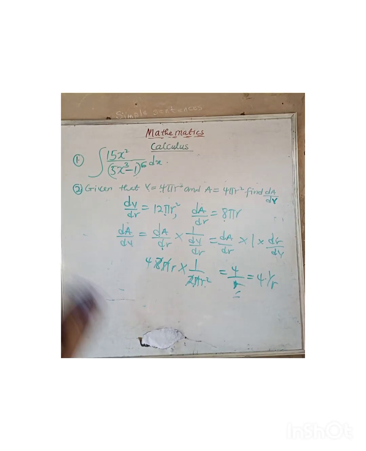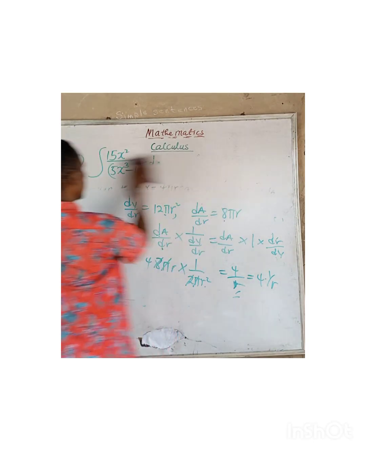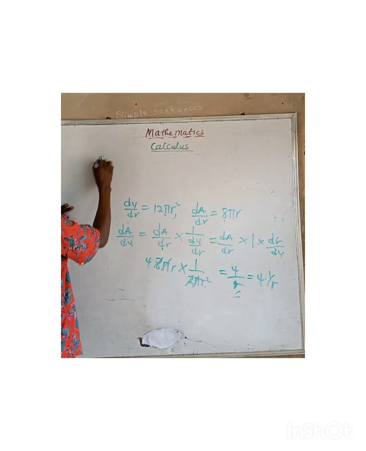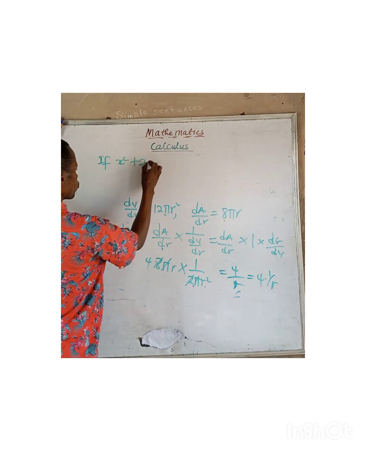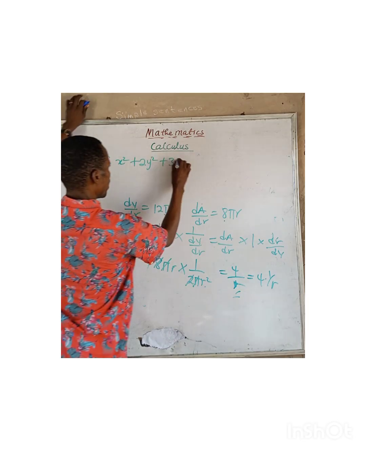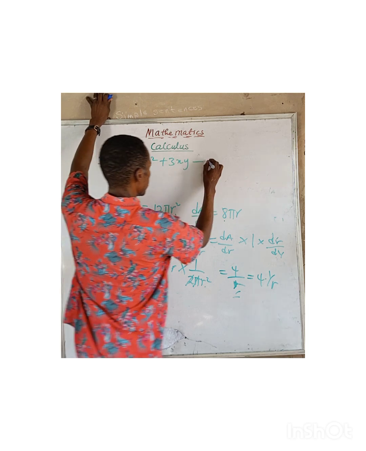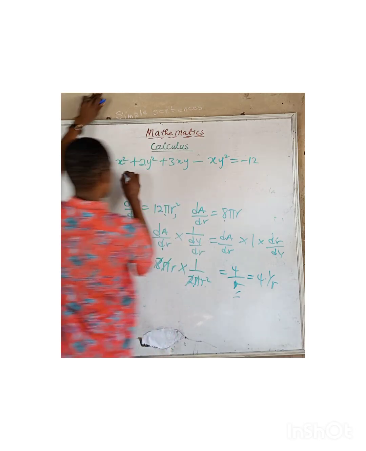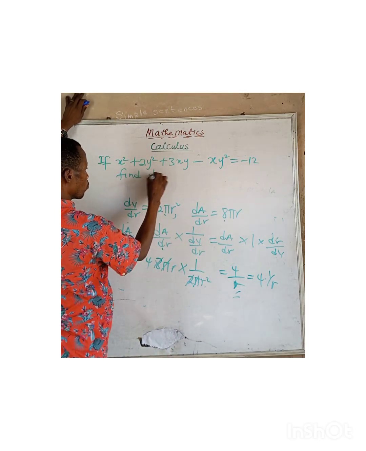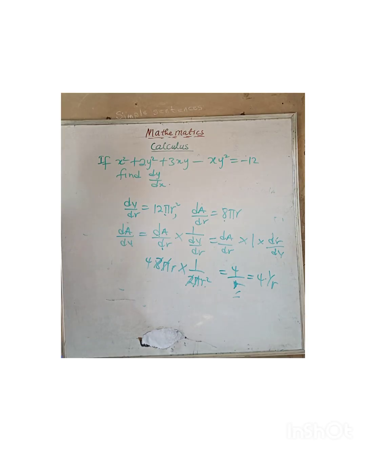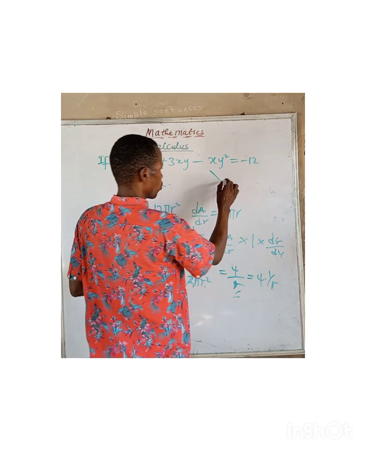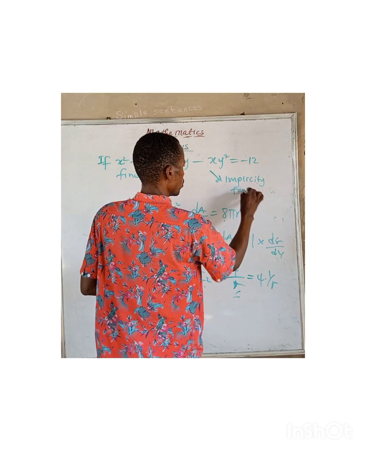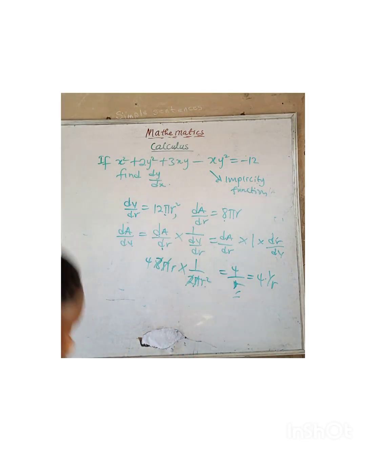Going forward, we can still be given some question like this. We may be given: if x squared plus 2y squared plus 3xy minus xy squared equals minus 12, find dy over dx. We can refer to this kind of question as an implicit function under differentiation. Implicit function. So let's look at how we differentiate from this.